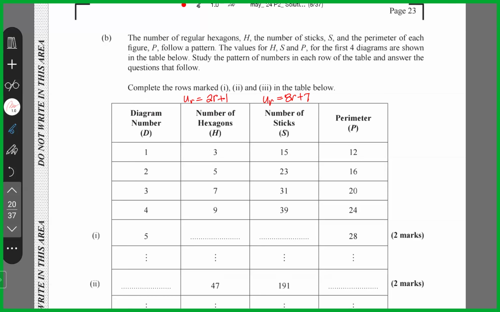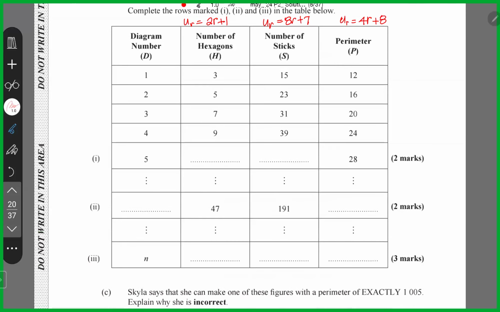The perimeter seems to be going up by 4. So the general term U_r is equal to 4r, because it's going up by 4, plus 8. 4 times 1 is 4, plus 8. That's how you get 12. All right, so for the 5th shape, this would just be 11. It's going up by 2. This would be 47. It's going up by 8. And over here, 28.